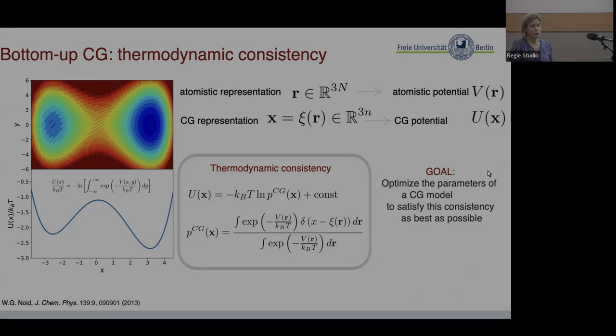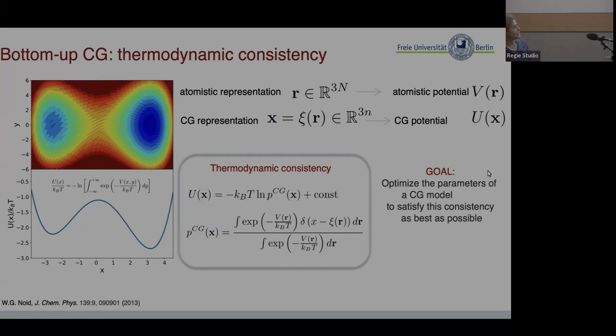Let me explain a little bit how the bottom up works. You start with a potential V of R. This is the atomistic potential, the first principle potential. And you want a coarse grain potential such that the thermodynamics is the same. The thermodynamics of the microscopic needs to be the same as the thermodynamics of the coarse grain. What does it mean? It means that the free energy needs to be the same, means that the probability distribution needs to be the same. You want to match the probability distribution.